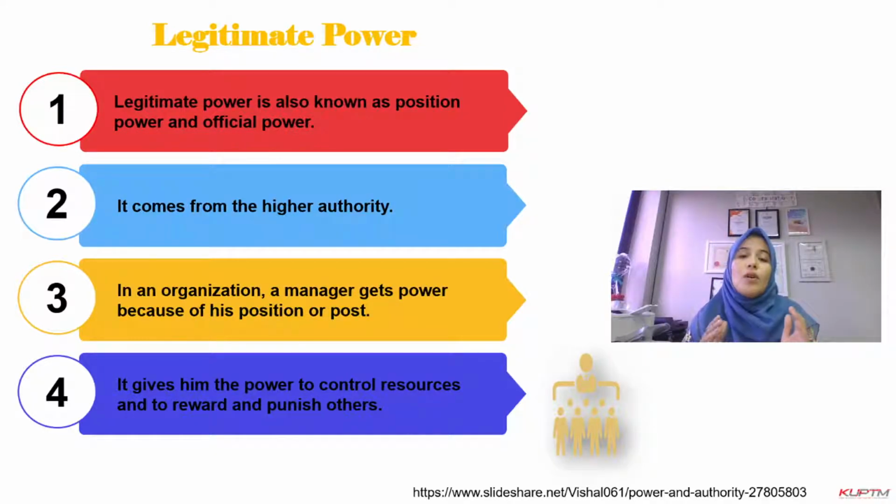So, what is legitimate power? Legitimate power is also known as position power and official power. So you officially can exercise the power. For example, when Tan Sri Muhyiddin was appointed as prime minister, he has the official power to exercise the prime minister's authority.